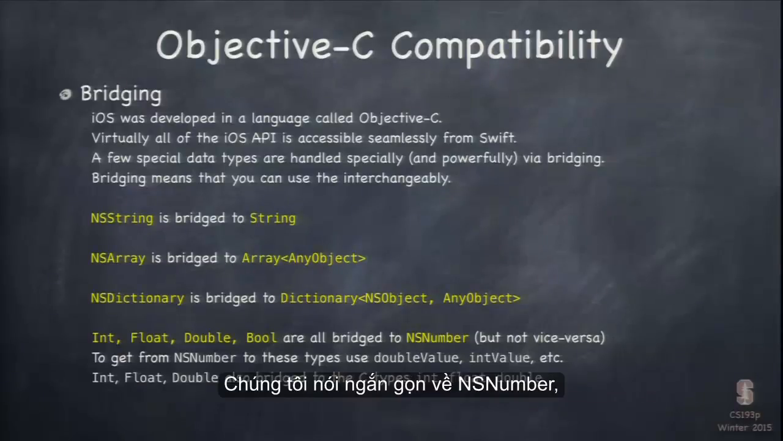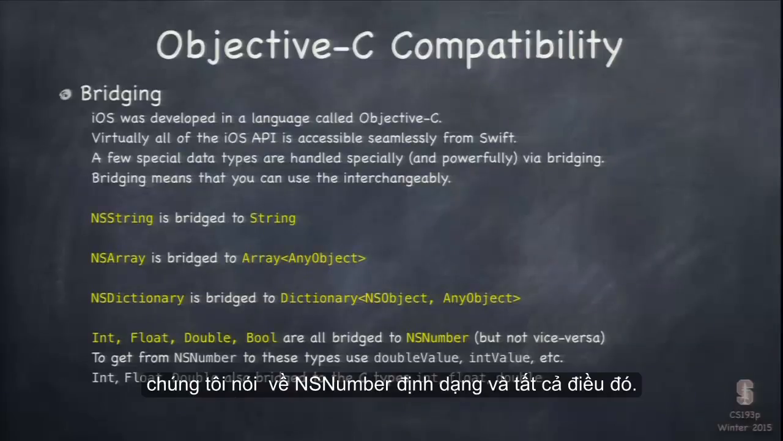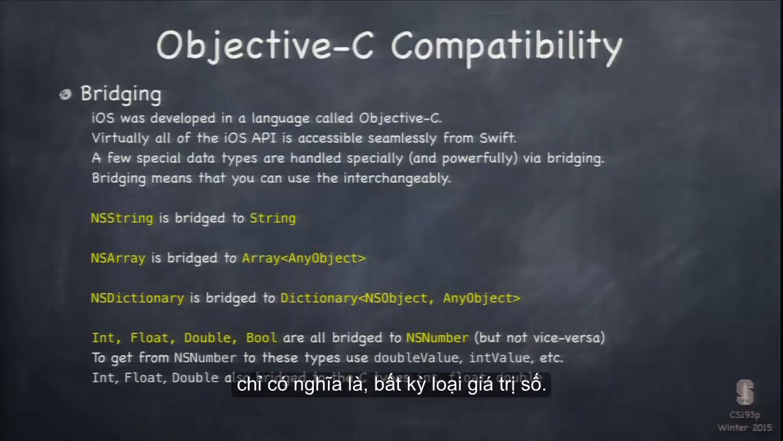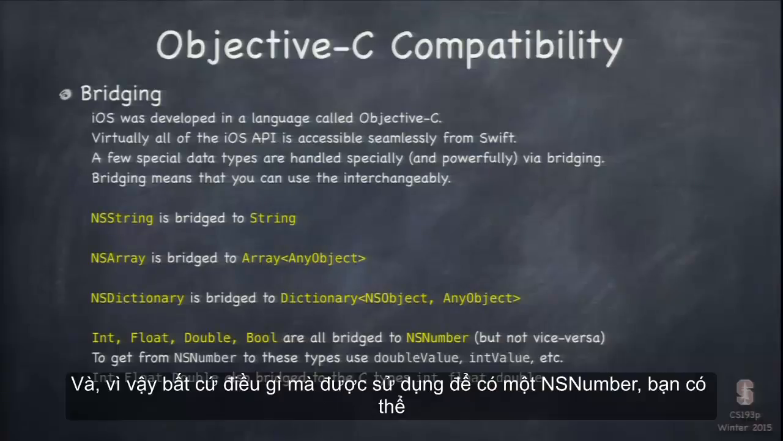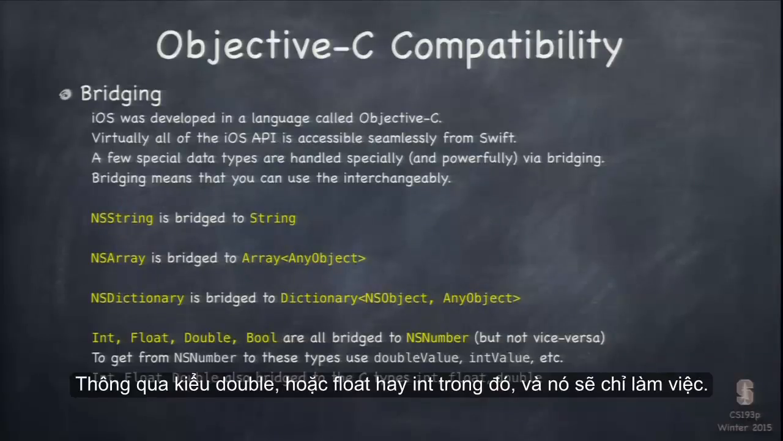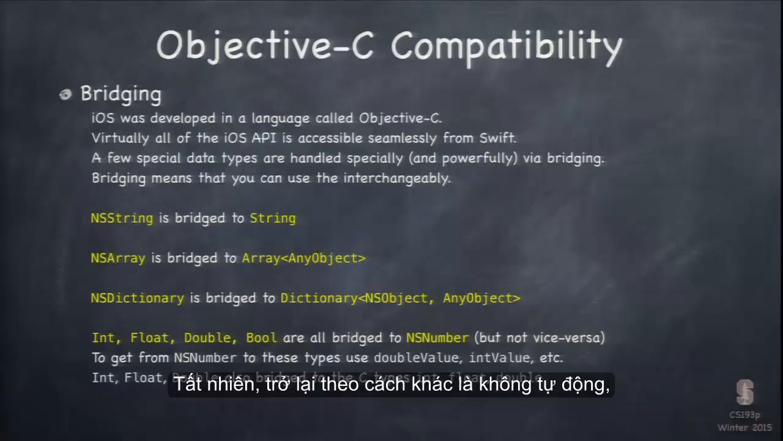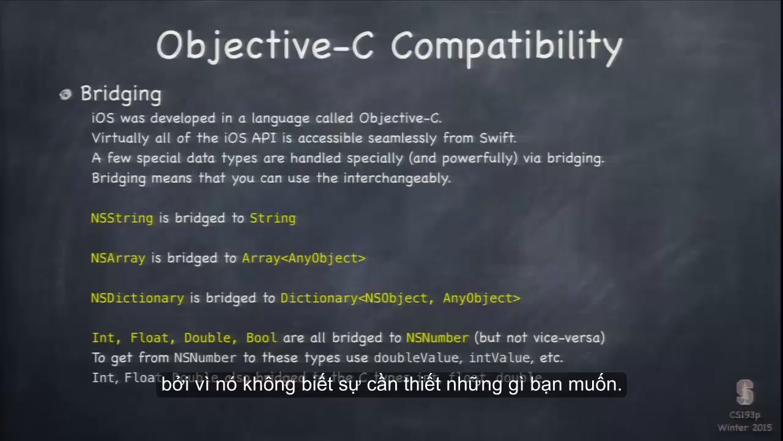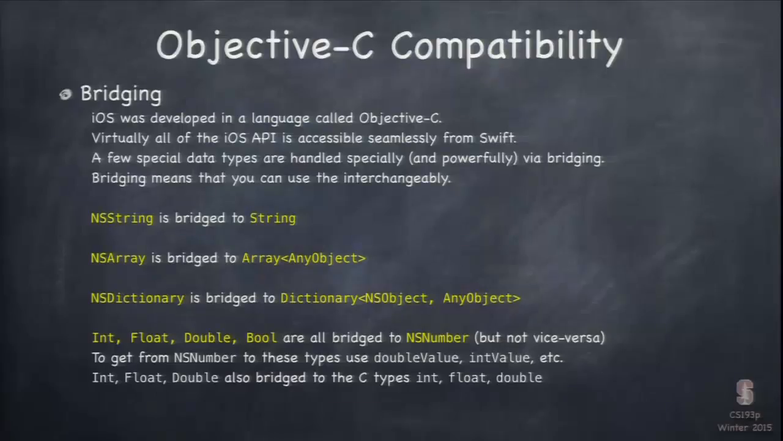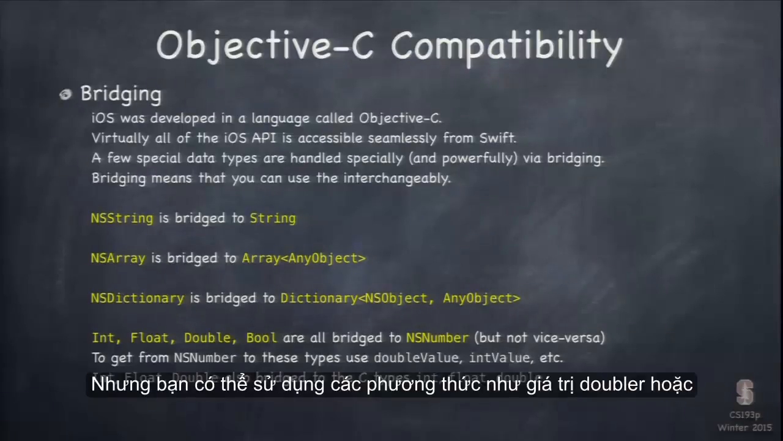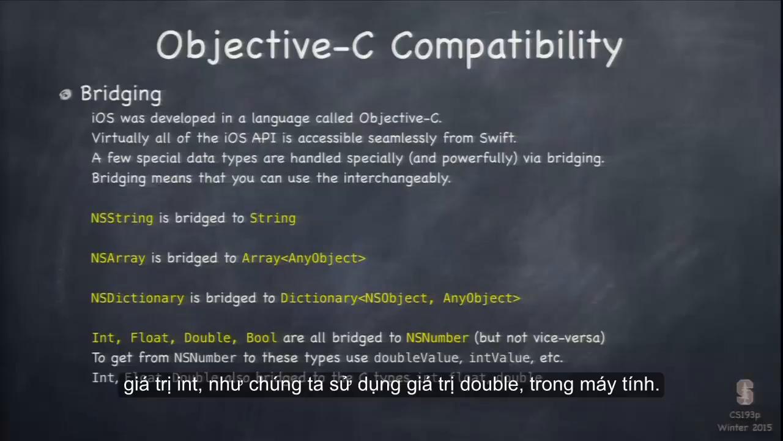And then, of course, Int and Float, Double, Bool, they're all bridged to NSNumber. We talked briefly about NSNumber. We talked about the NSNumberFormatter and all that. So NSNumber was the old Objective-C object that just meant any kind of numeric value. And so anything that used to take an NSNumber, you can pass a Double or a Float or an Int in there, and it'll just work. Of course, coming back the other way isn't automatic because it doesn't really know necessarily what you want. But you can use methods like doubleValue or intValue, like we use doubleValue in the calculator.